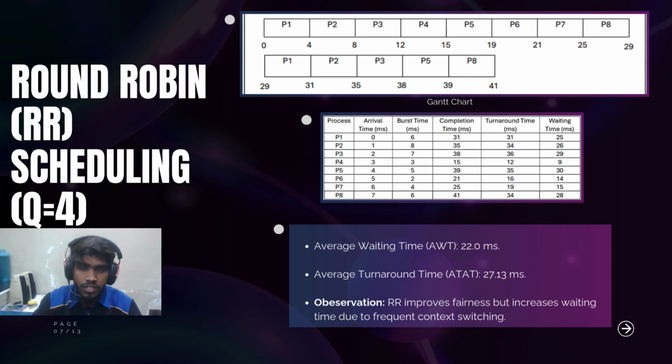So the observation is the average waiting time for this entire process to happen is around 22 milliseconds, and the average turnaround time is around 27.13 milliseconds. So round robin improves the fairness for each process, but also increases the waiting time due to frequent context switching. So this is about quantum 4 round robin scheduling.